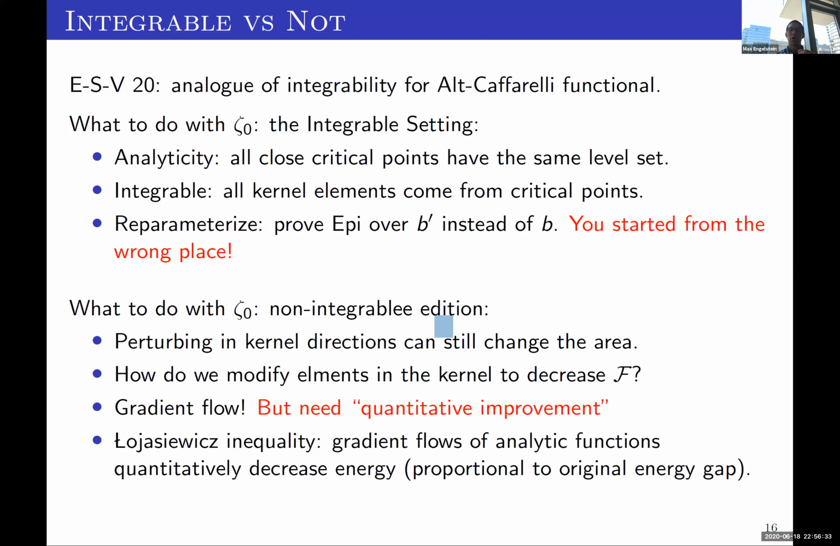Here, we use something which is called a Łojasiewicz inequality. And the Łojasiewicz inequality tells you that gradient flows of analytic functions quantitatively decrease energy. But Łojasiewicz inequalities are only for finite dimensional analytic functions. And here, functional analysis saves us again, because we know that the dimension of our kernel is finite dimensional from spectral theory. So essentially, this tells us that we can apply the Łojasiewicz inequality, being quite careful, to the elements of the kernel.